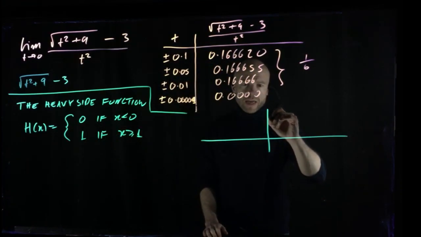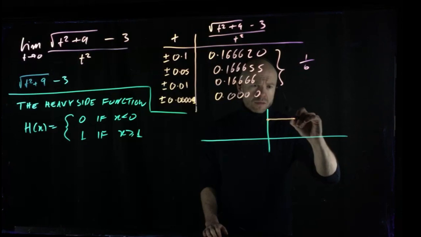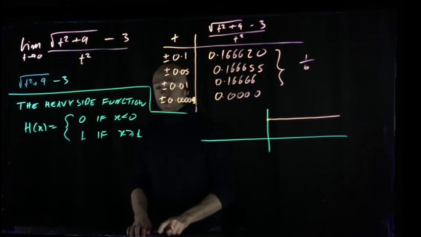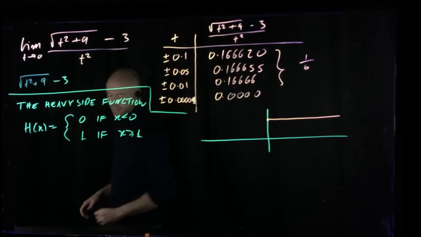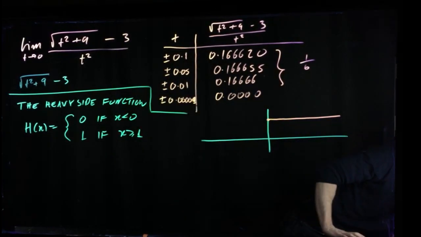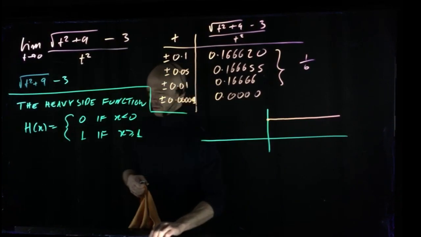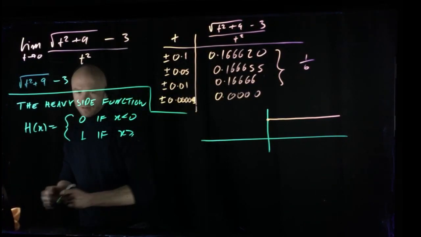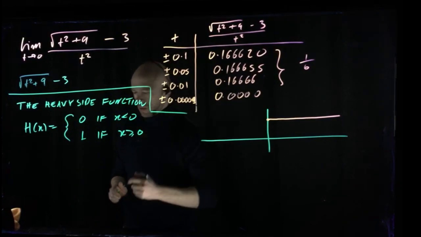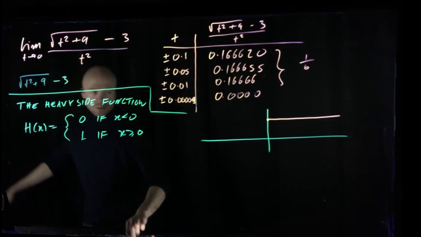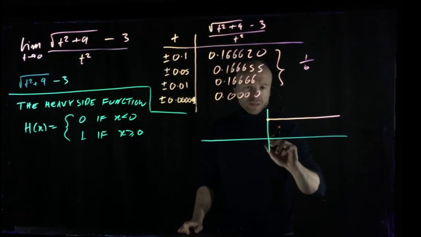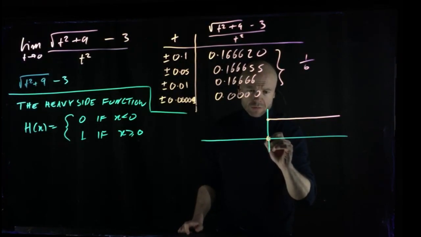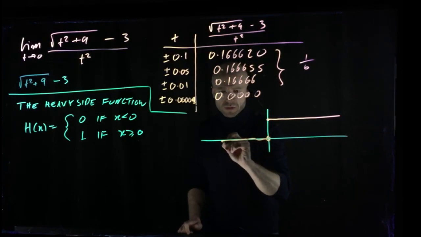So it's taking the value 1 for every x greater than 0. Wrote it wrong. So it's taking the value 1 for every x greater than or equal to 0, right? And it's taking the value 0 for every x less than 0. It looks like this.